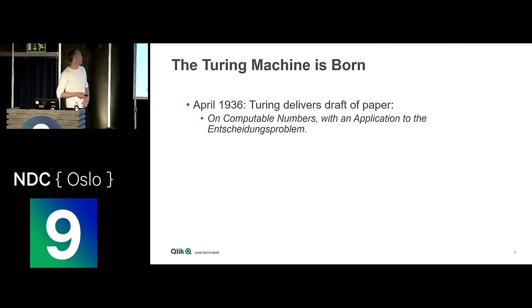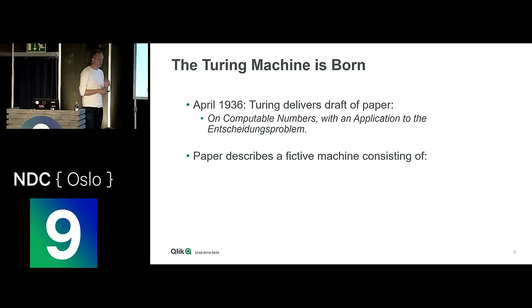So, Turing delivers a paper, this is the year after, in 1936, with the title On Computable Numbers, I'll come back to that part, Computable Numbers with an Application to the Entscheidungs Problem. In this paper, he describes a fictive machine, so this is important to keep in mind, he never had the intention of actually building this. This was sort of a thought experiment about what such a machine would be like.